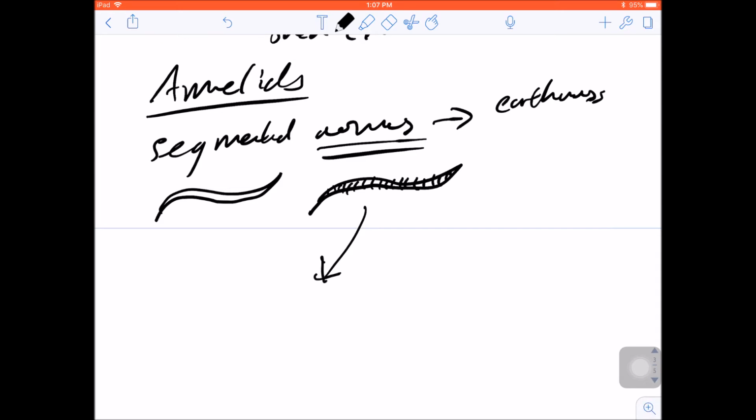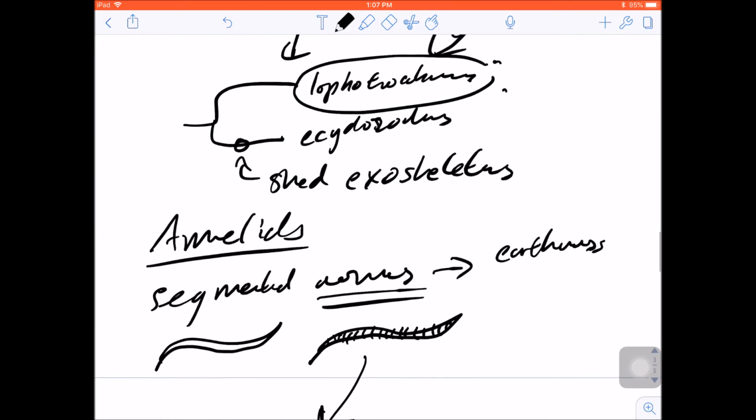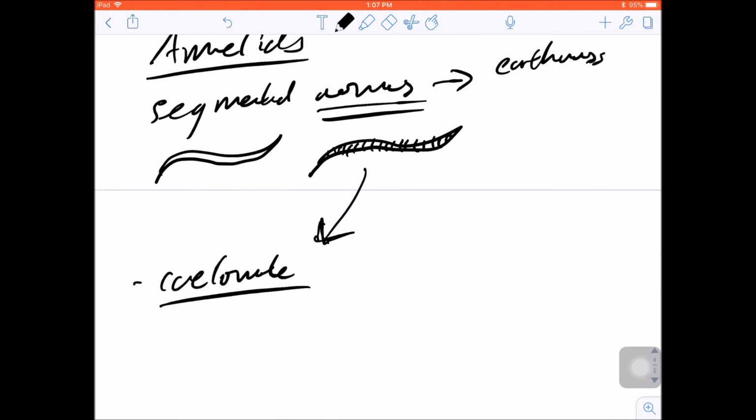So, some quick biology about the annelids. Number one, they're truly coelomate. All these bilateria, all the protostomes and deuterostomes that you need to know, have a true coelom, except the nematodes, which are in the ecdysozoans. We'll talk about that in the next video, but don't worry about that. That's the exception to the rule. Everything else is truly coelomate.